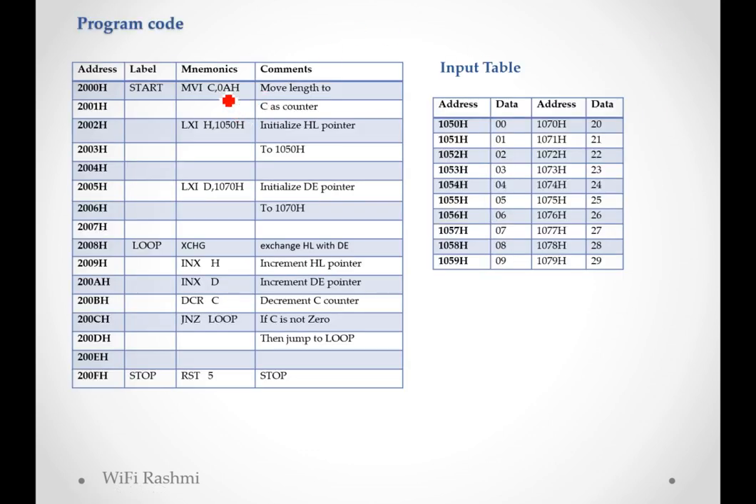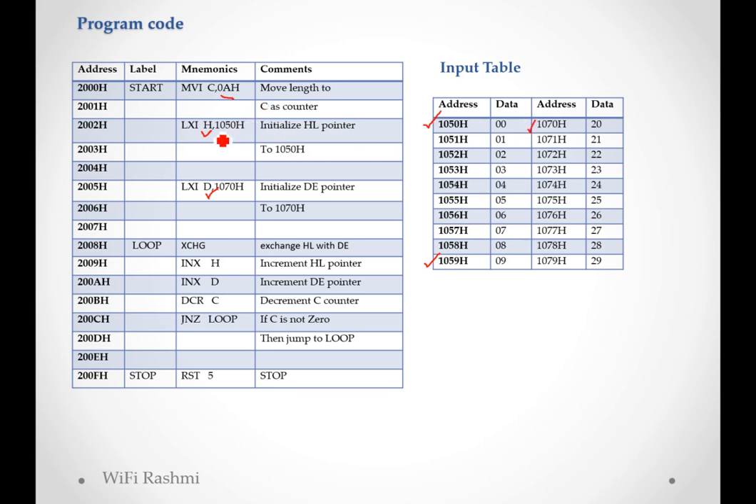So in this program code we have taken C as your counter and the value is 0A. Why 0A? Because we have values from 1050 to 1059, that is a total of 10 values. We are starting one of our pointers, that is HL, which is pointing at 1050, and the next pointer DE, which is pointing at 1070.